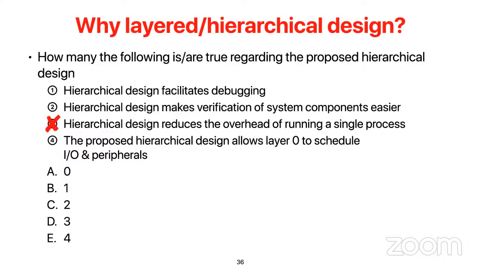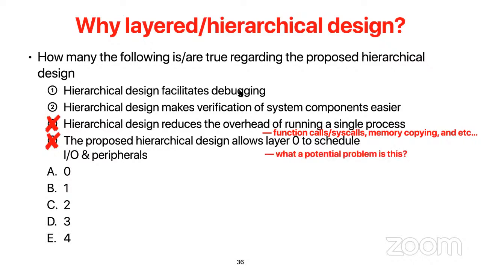The I/O and peripherals are in layer 3, which is higher than layer 0. So I think it's wrong. Another thing is that because layer 0 and layer 3 are separated, your peripheral is not in layer 1. So layer 0 actually cannot directly interact with that, right? So it would cause some potential issues in the system as well.